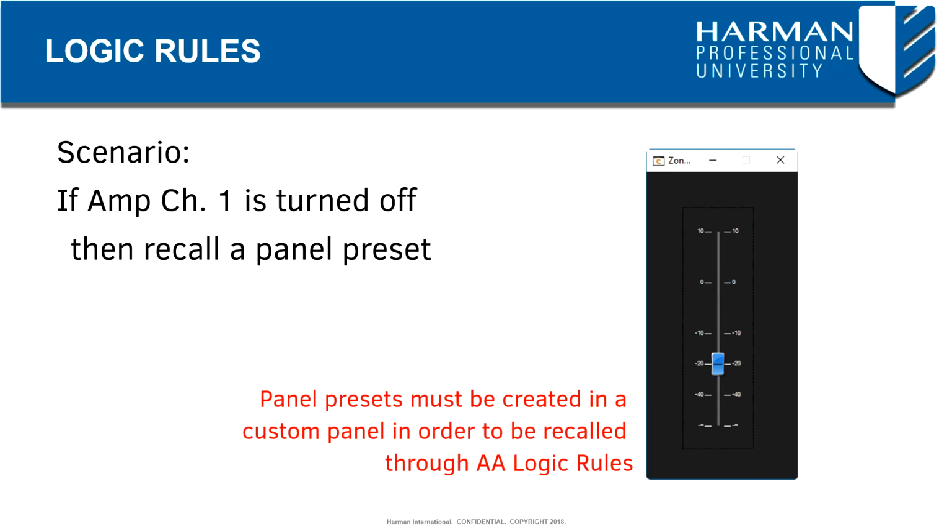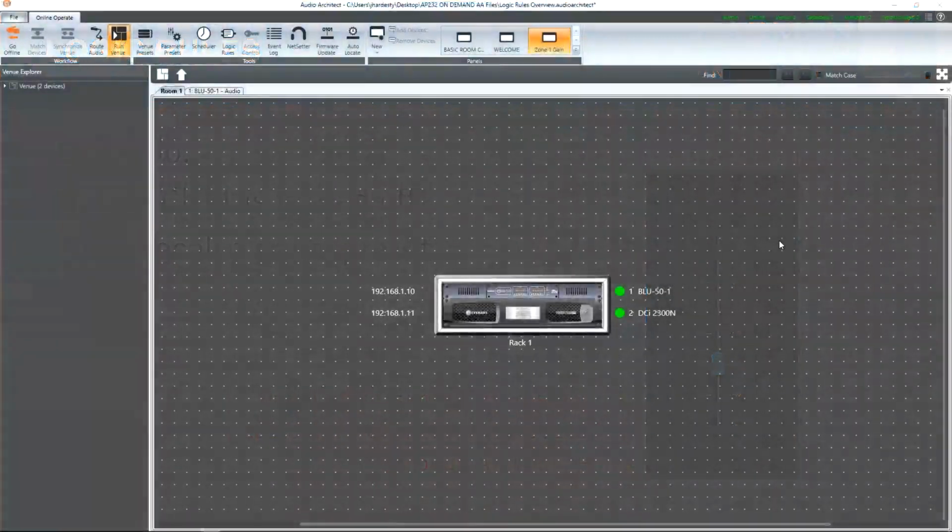This way, when the amplifier output enable is turned on, therefore taking the amplifier out of standby, audio levels will be at a lower level to start off with rather than whatever they were at during the time the amplifier was placed into standby. In today's demonstration, we are already online with the venue.